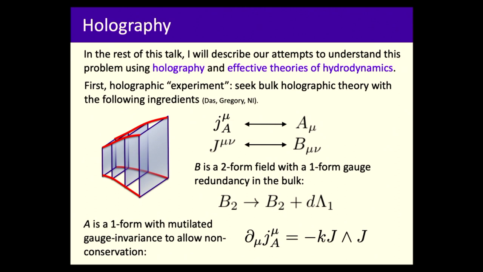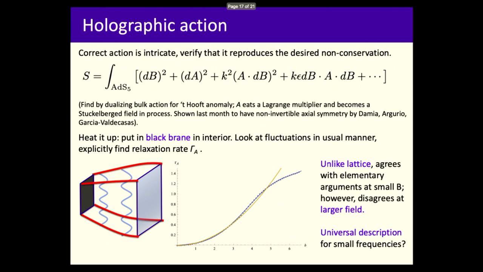This is work done with Arpit and with Ruth Gregory. I'm going to insert an anomaly coefficient here so you can track through and see where the anomaly is. You need a two-form field and a one-form field in the bulk to represent these two things. A should not be gauge invariant, because you don't want it to be gauge invariant. And you can write down an action that does what you need. This is actually rather intricate and complicated.